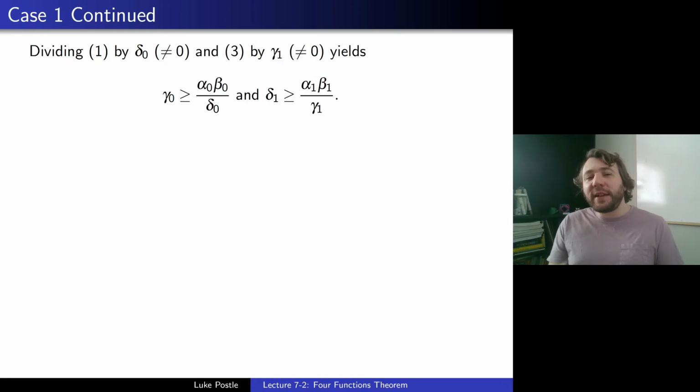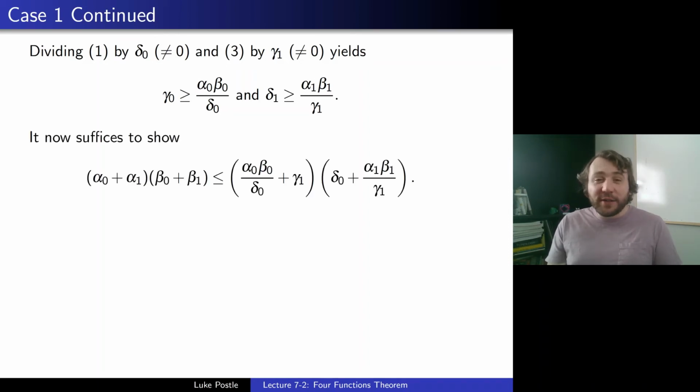So now that we know that gamma 1 and delta 0 are non-zero, we can learn more. We can divide our first equation by delta 0 to get that gamma 0 is at least alpha 0 beta 0 over delta 0, and our third equation by gamma 1 to get that delta 1 is at least alpha 1 beta 1 over gamma 1. We do a little trick there, which we've now picked up the non-zero fact, so we can afford to do that. And then our equation that we want to show can be replaced by the following.